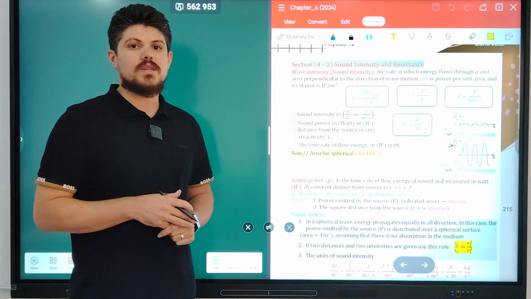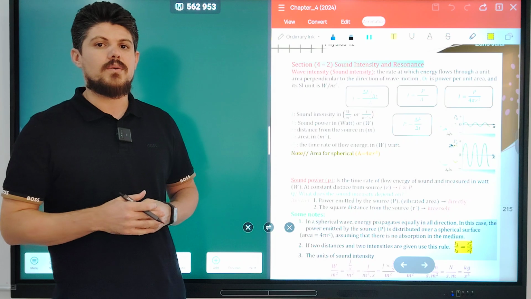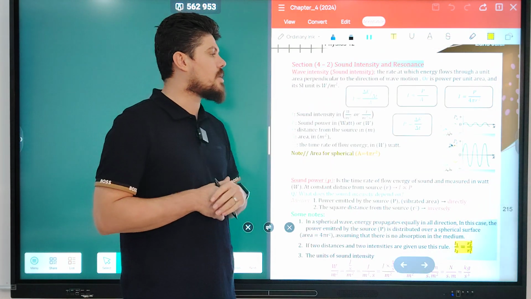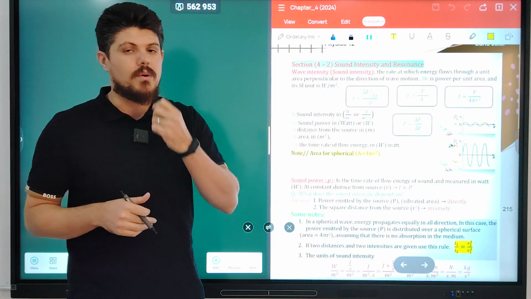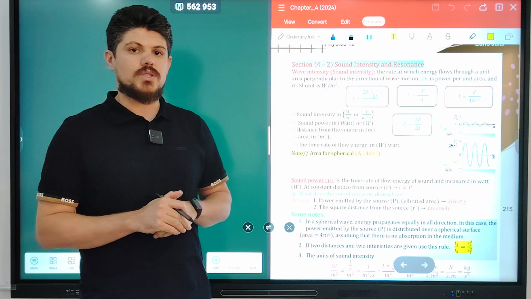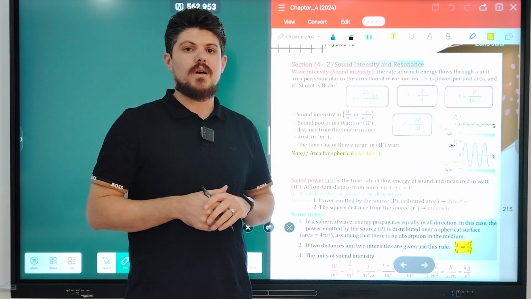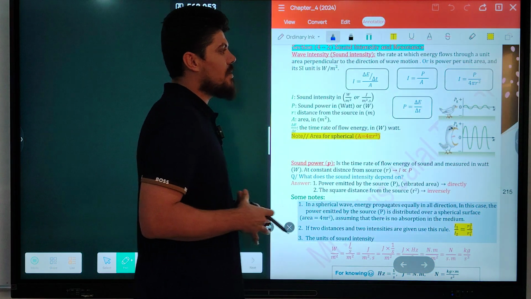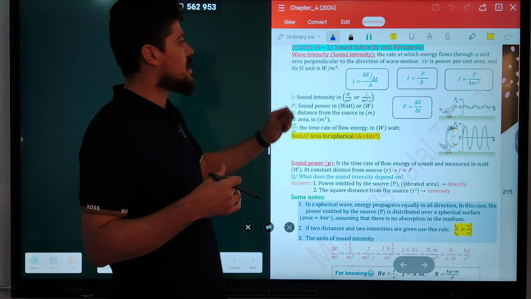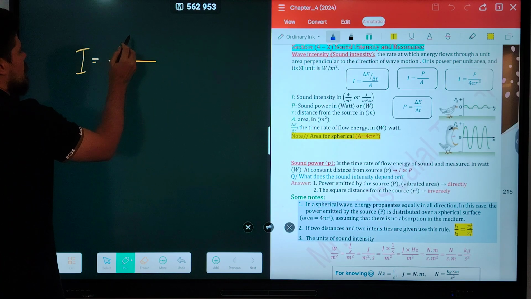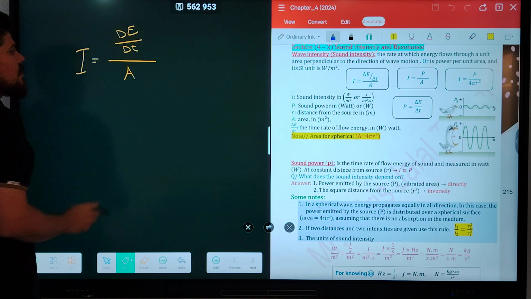What is the sound intensity or wave intensity, or the definition of sound intensity? The rate at which energy flows through a unit area perpendicular to the direction of the wave motion. Intensity is the amount of energy per unit of time. So we can express mathematically the sound intensity: I is equal to the time rate of energy per unit of area.